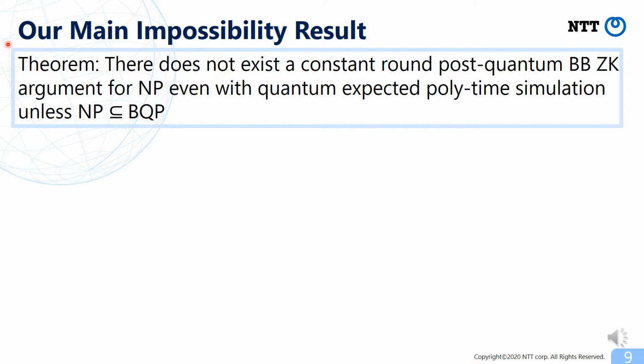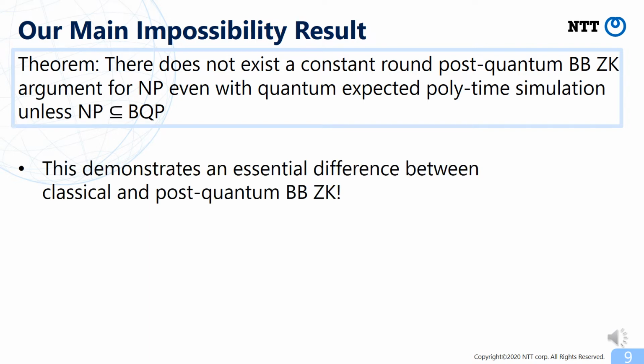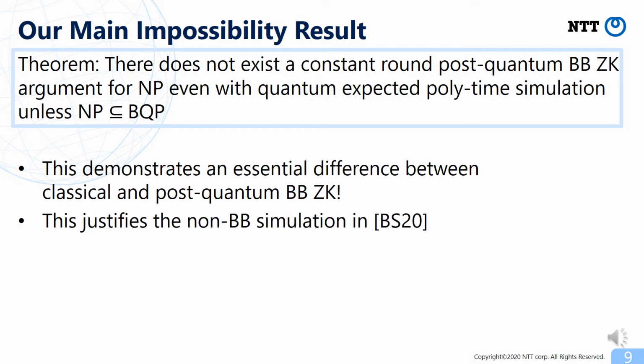And first, I would like to remark that this theorem demonstrates an essential difference between classical and post-quantum black box zero-knowledge, because in the classical setting, we know the construction of constant round classical black box zero-knowledge proof with expected polynomial time simulation. So this is a fundamental difference between classical and post-quantum setting. And second, this theorem justifies the non-black box simulation in Bitansky and Shmueli, because black box simulation is impossible in constant round.